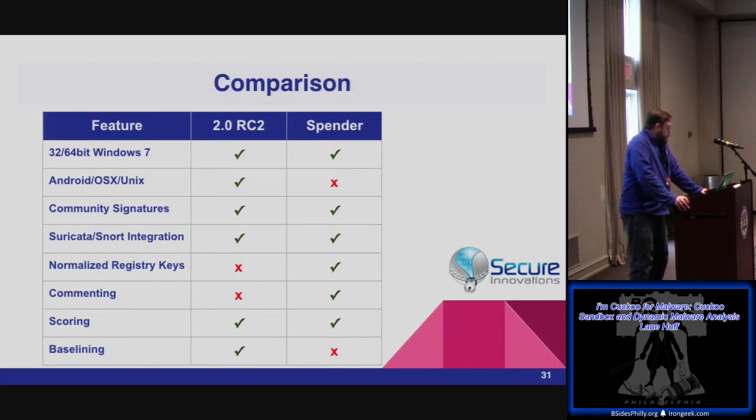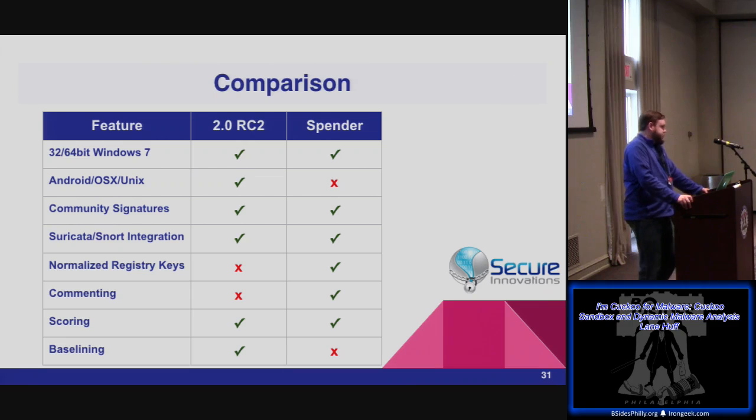A very brief comparison of the two. Spender does not have Android or OS X or Linux support, and it does not have baselining, and Cuckoo does not have commenting and normalized registry keys. That's just a general comparison.